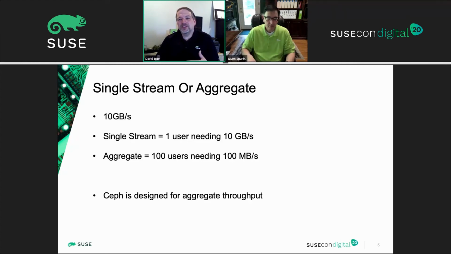And Ceph is really not designed for the single stream of 10 gigabytes a second, though with proper tuning and configuration you could get there. It's more designed for the 100 users at 100 megabytes a second, or the 1,000 users at 100 megabytes a second, or more.